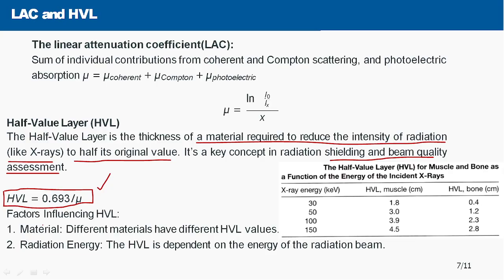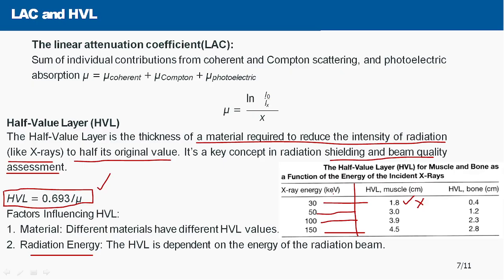Basically it is influenced by the material and radiation energy. Here you can mark at different energy levels, if it is 30 kilo electron volt or 50 or 100 or 150 kilo electron volt for a muscle, and for different mass length. This is your x, which means length, material, how much material.